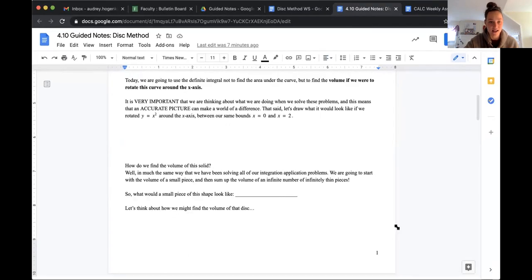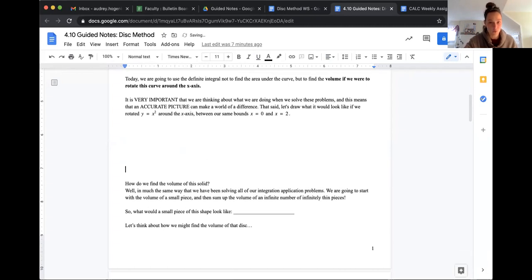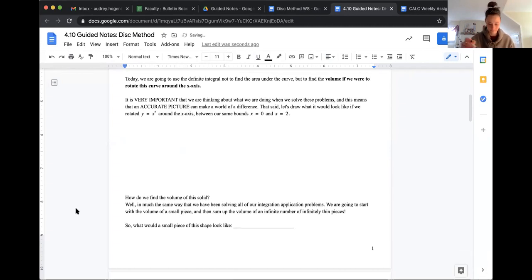And this means that an accurate picture can make the world of a difference. So that said, let's draw what it would look like if we rotated y equals x squared around the x-axis between our same bounds, 0 and 2.